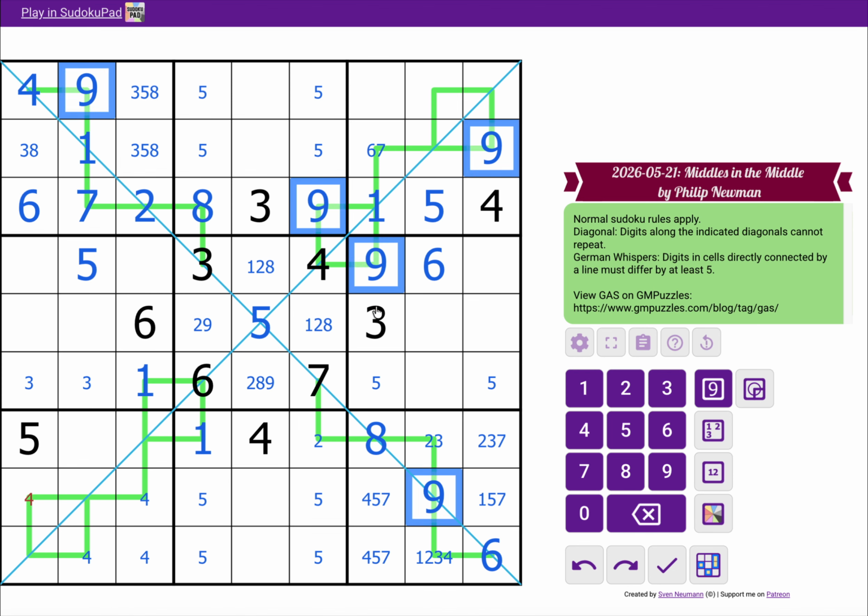Okay, where else? How about here? So no 9 here. No 9 here. Well, this is not a 4. No 9 here. No 9 here. So just one of 2 places for 9s.